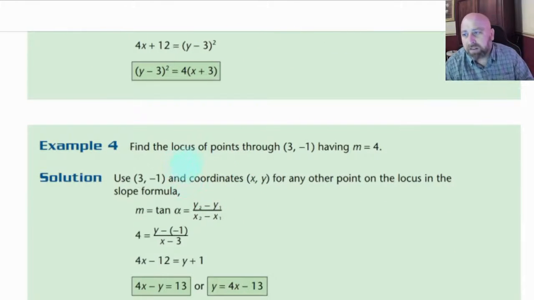Example number 4, find the locus of points through (3, 1), having m equals 4. That's the slope right there. What I would do on this one is put it into your formula, m equals tangent of a equals the slope. So just plug into it. I like it in y-intercept form personally. This is what's called standard form of the line, 4x minus y equals 13. This is slope-intercept. I like this because I can graph it from right here. So y equals 4x minus 13, but you just plug into it.